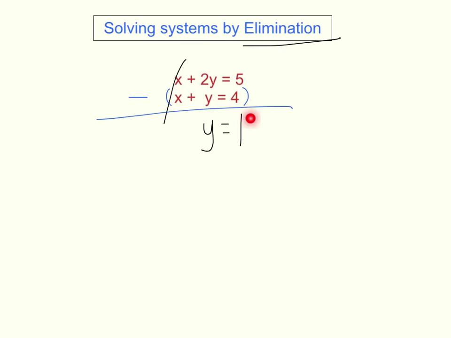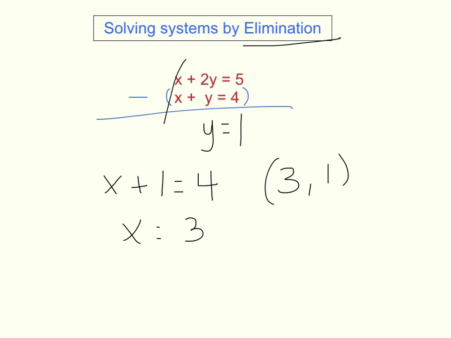Now that we know that y equals 1, we can go back and plug it into one of our equations. Doesn't matter which one. I'm going to pick the second one just because it looks a little easier to me. So x plus 1 equals 4. And I subtract that 1, so x has to equal 3. And again, write it as an ordered pair. Okay, so if I were to graph these equations, they would intersect at (3, 1).